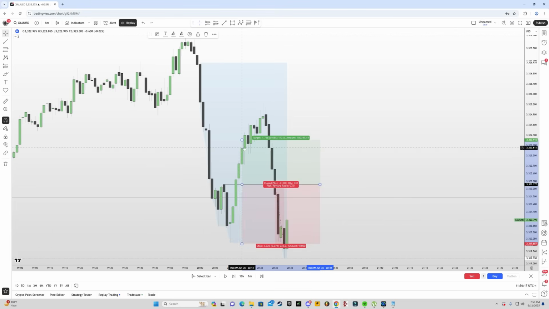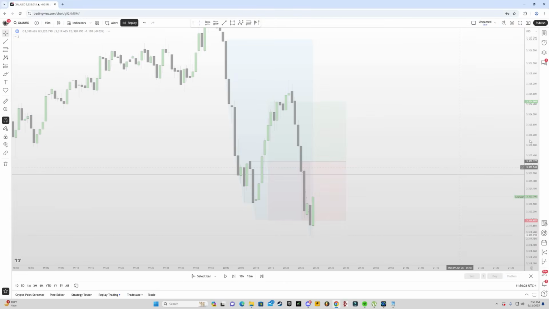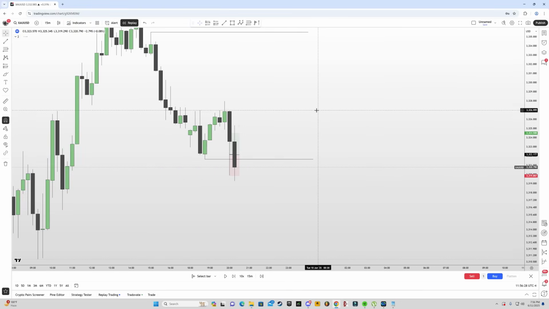Stop would go below the low. And you can see price did go up, but after 1-to-1, it reversed and you would have gotten closed at break even.